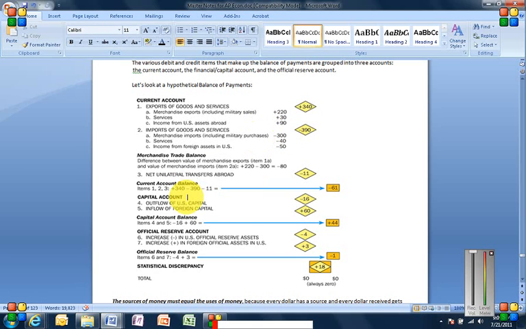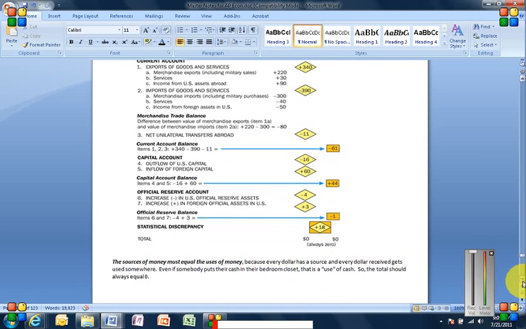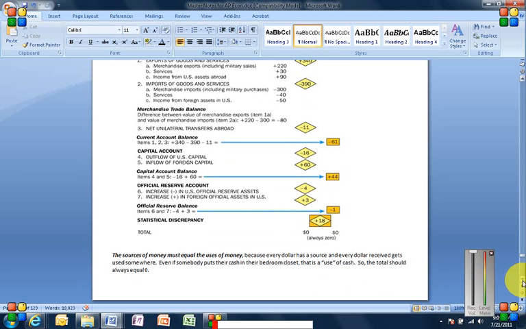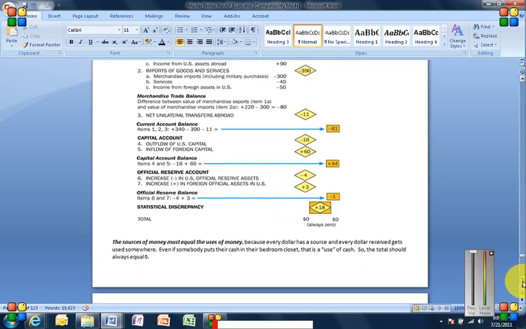Then there's the capital account, also the official reserve account, and then there's space on a balance of payments for statistical discrepancy, so that at the end of any one country's balance of payments, we end up with zero. And if you stop and think about that, hopefully that makes sense, why that would be the case. The sources of money must equal the uses of money, because every dollar has a source, and every dollar received gets used somewhere. And that goes for countries, not just individuals. Even if somebody puts their cash in their bedroom closet, that is a use of cash. So the total should always equal zero.